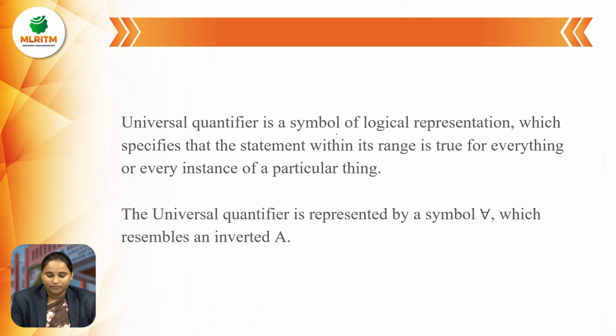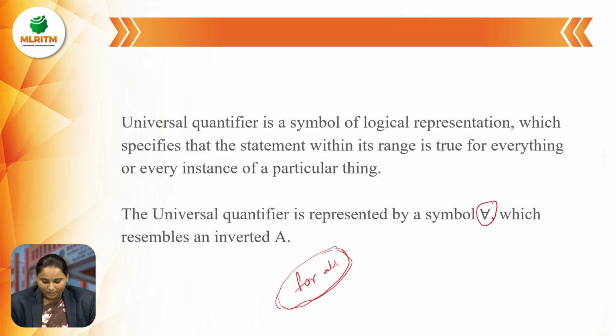The universal quantifier is a symbol of logical representation which specifies that the statement within its range is true for everything, or every instance of a particular thing. Which means in universal quantifiers we are using "for all", so the statement includes all the statements. For that we use a symbol, an inverted A. This is the "for all" symbol.